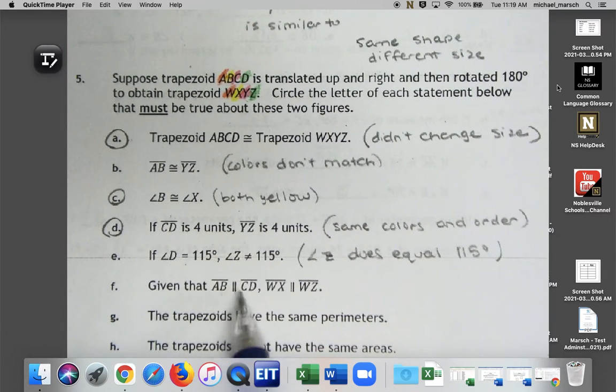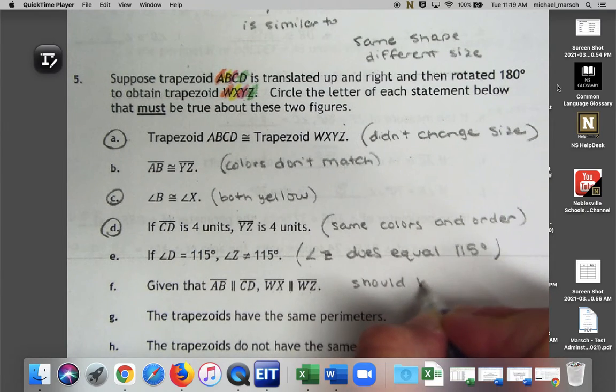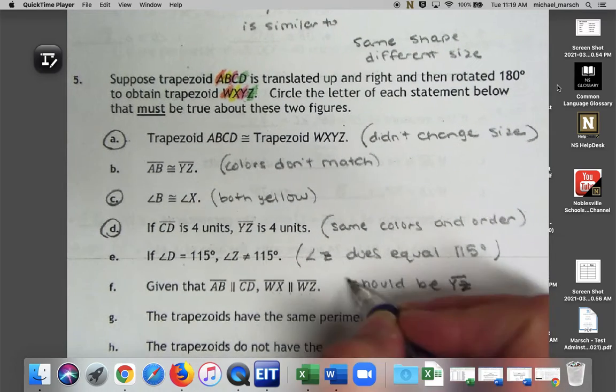If AB is parallel to CD, WX is parallel to WZ. True or false? False. Why? Because WX and WZ. It should be YZ, not WZ, right? Okay. Should be YZ.